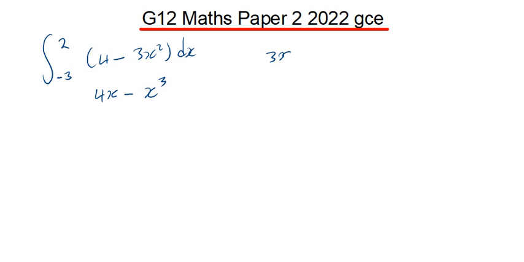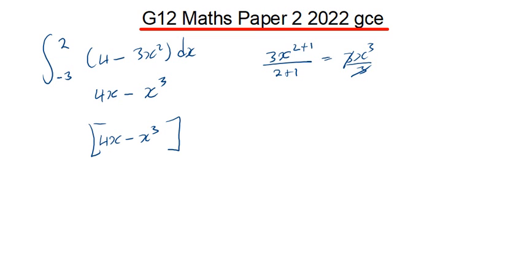You have your x here squared. So as you integrate, remember the power increases by 1. Then you do the same on the denominator. You're going to have 2 plus 1, which gives you 3x to the power 3 divided by 3. The 3 goes and the 3 goes. It just turns out to be x to the power 3. So it's like you have your 4x minus x to the power 3. Then you evaluate from negative 3 to 2 there.